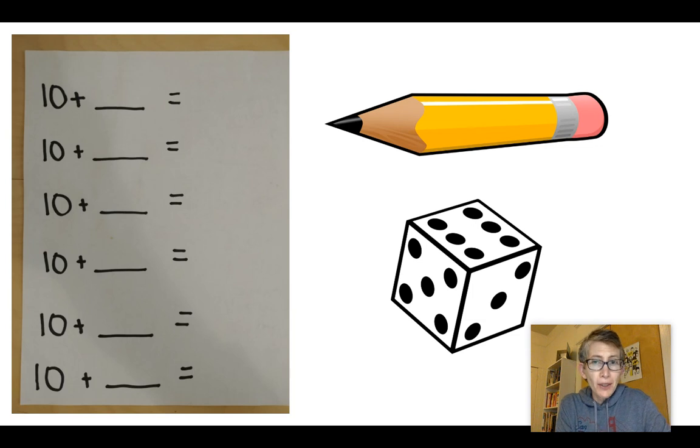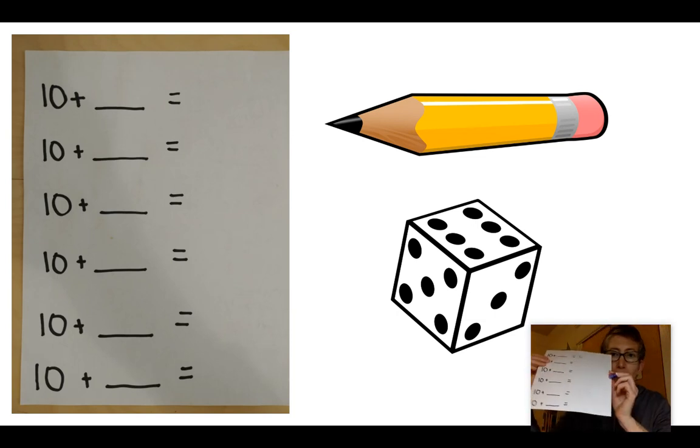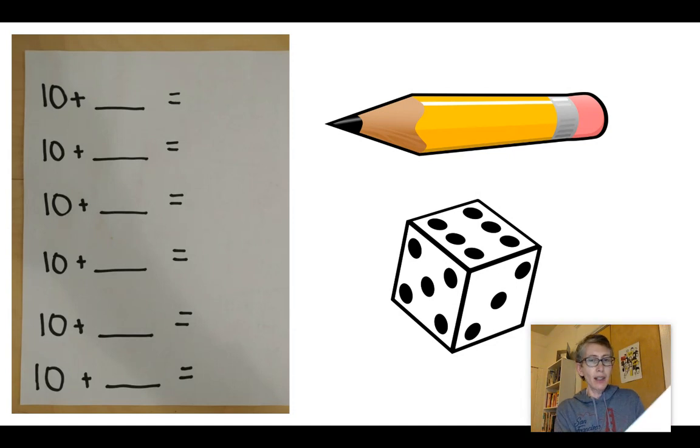So what I want you to do is get a piece of paper that looks just like the one over there that I wrote on. So that's an example for you to see. On the paper, you're going to write 10 plus something equals. So here's my paper that I wrote. 10 plus something equals, and do as many as you can on your piece of paper.